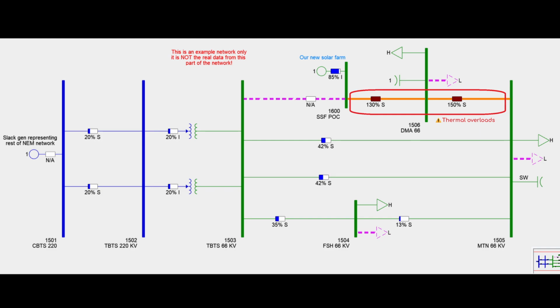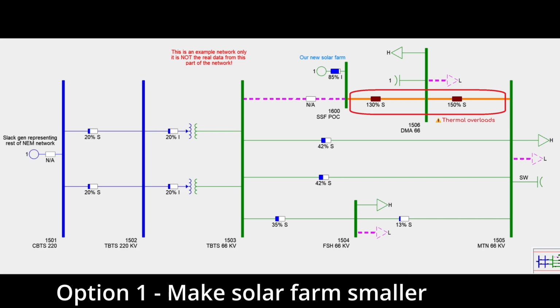Both Sunny Solar Farm to Dramana and Dramana to Mornington are greatly exceeding their thermal limits. This is a problem, as before we put the solar farm in, we didn't exceed thermal limits. So the project has a choice. Option 1, make the solar farm smaller.